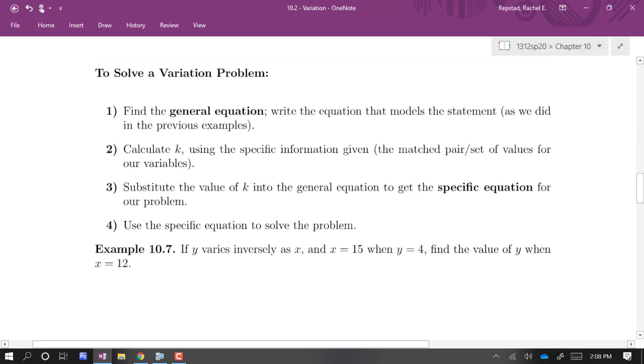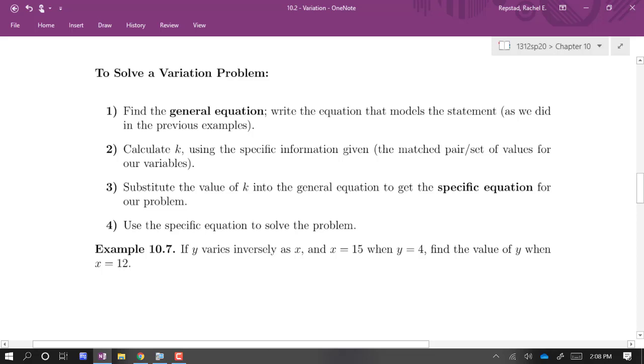Then we want to find k. And usually they're going to give us some matched pair values that allows us to find k. Once we find k and put that in the equation, that's the specific equation for our problem. And then once we have that specific equation, we can find what they're asking us to find.